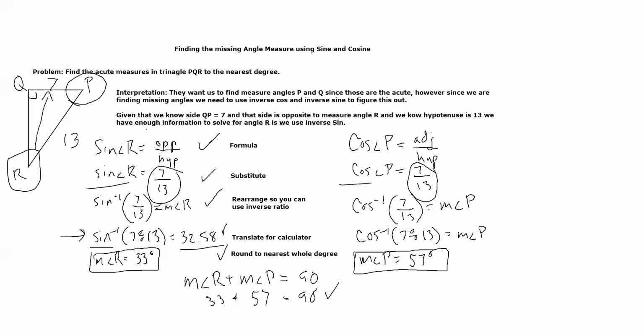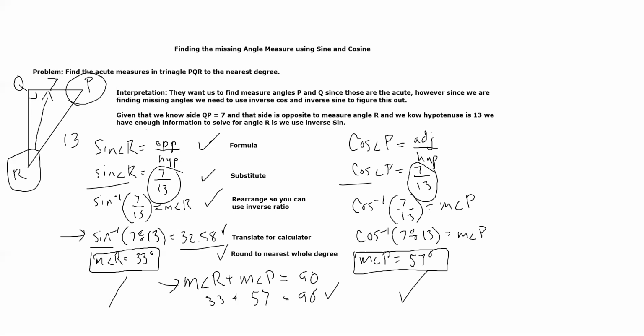Okay, so how do I know if I'm right? How do I know if I even did it correctly? Well, remember that I said the acute angles are complementary. If you don't remember, complementary just means that they add up to equal 90 degrees. In theory, if you figured out what both of the angles are, we should be able to add them together, and if they give me 90, I'm correct. Well, let's find out. Measure angle R plus measure angle P is equal to 90. That's where this came from. 33 plus 57 equals 90.